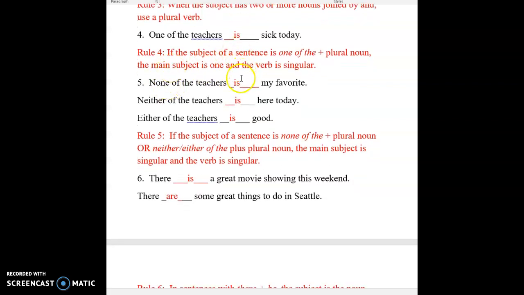So none is, it means not one. Neither is, that means neither this teacher isn't and this teacher isn't, not either, okay? And either of the teachers is good. That means this one or that one, either this one or this one. So that's a little bit tricky.